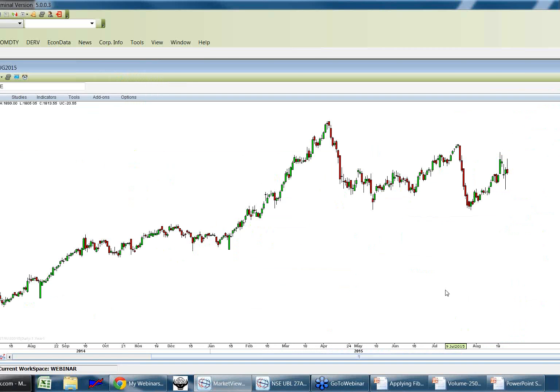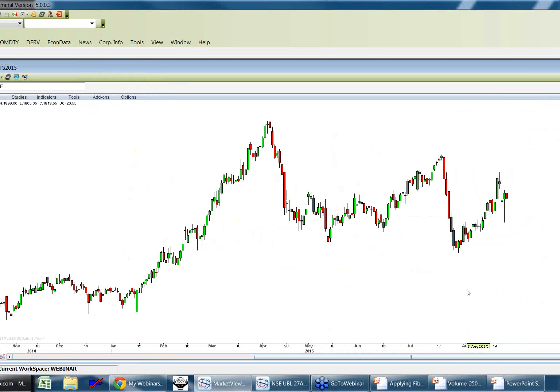This is a chart of Lupin. What we'll have to first see is how is the stock performing. If you see the daily chart, you're seeing that the stock is making lower highs and the stock is in a downtrend. It's only rebounding. So in such scenario, it's always advisable to draw a downward retracement.